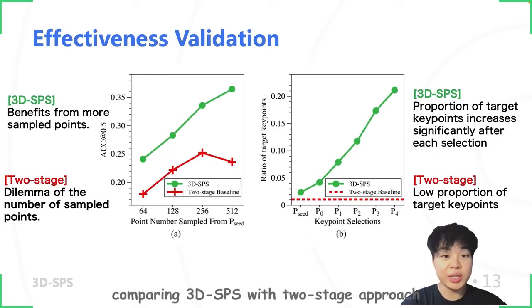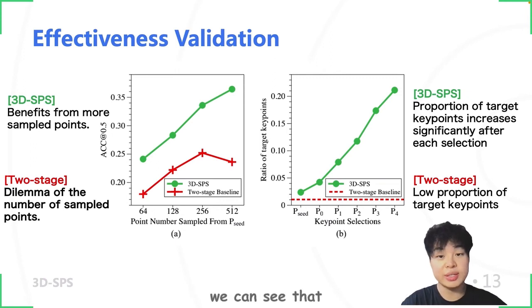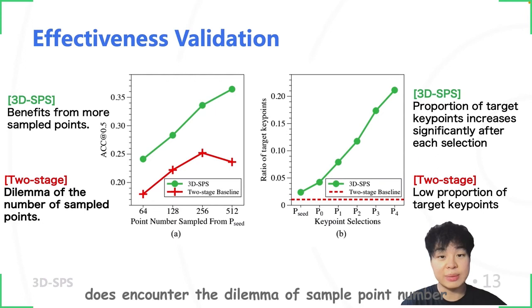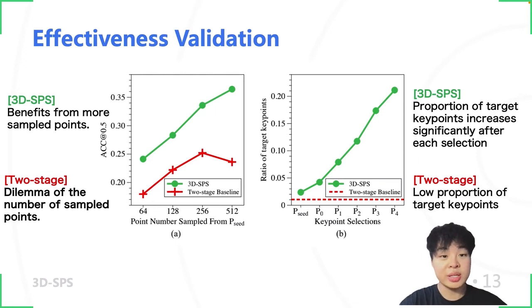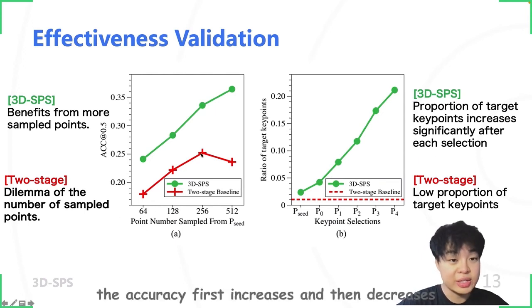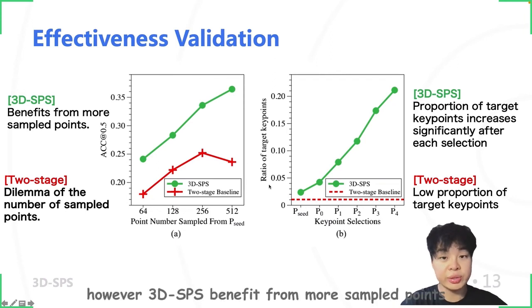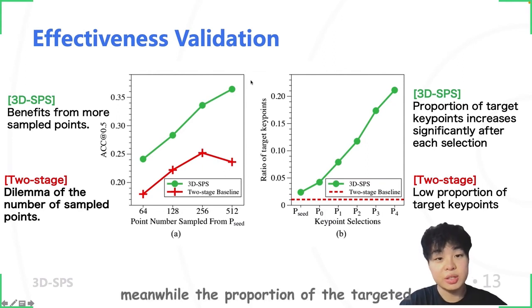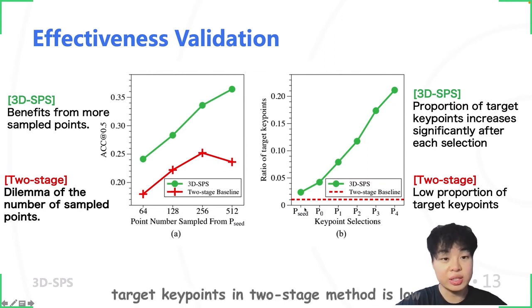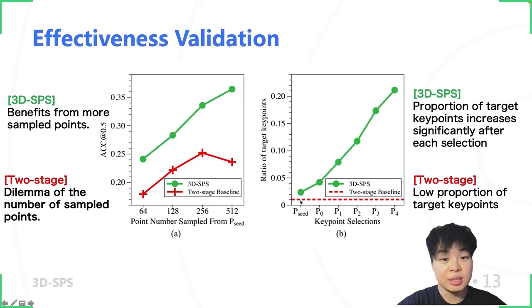Comparing 3D SPS with the two-stage approach, we can see that the two-stage baseline does encounter the dilemma of sampled point number. The accuracy first increases and then decreases when sampling more points. However, 3D SPS benefits from more sampled points. Meanwhile, the proportion of the target key points in the two-stage method is low, while in 3D SPS, the proportion of the target key points increases significantly after each selection.